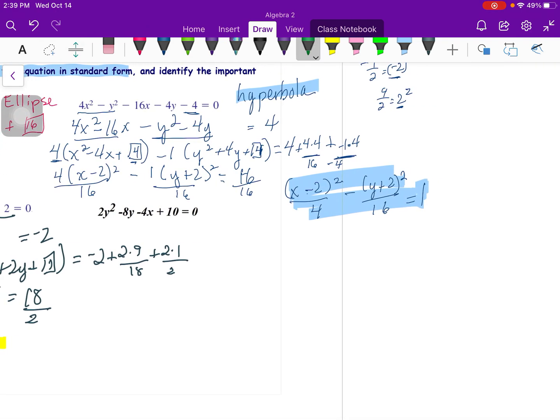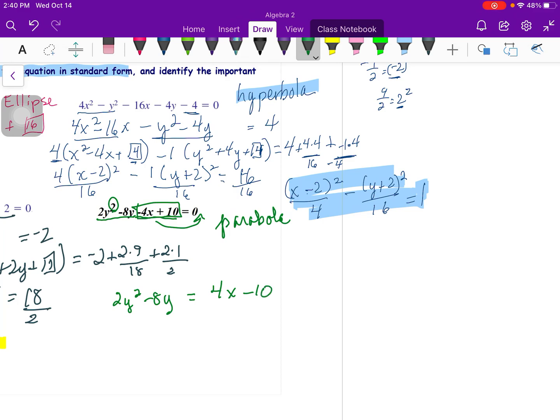When I look at this equation, I see a 2y squared minus 8y minus 4x plus 10. I see only one square, so this must be a parabola. So my y's are already grouped together. 2y squared minus 8y. So on a parabola, it is something equals the square. So I'm going to have to move all of this to the other side. So that will give me a positive 4x and a negative 10.